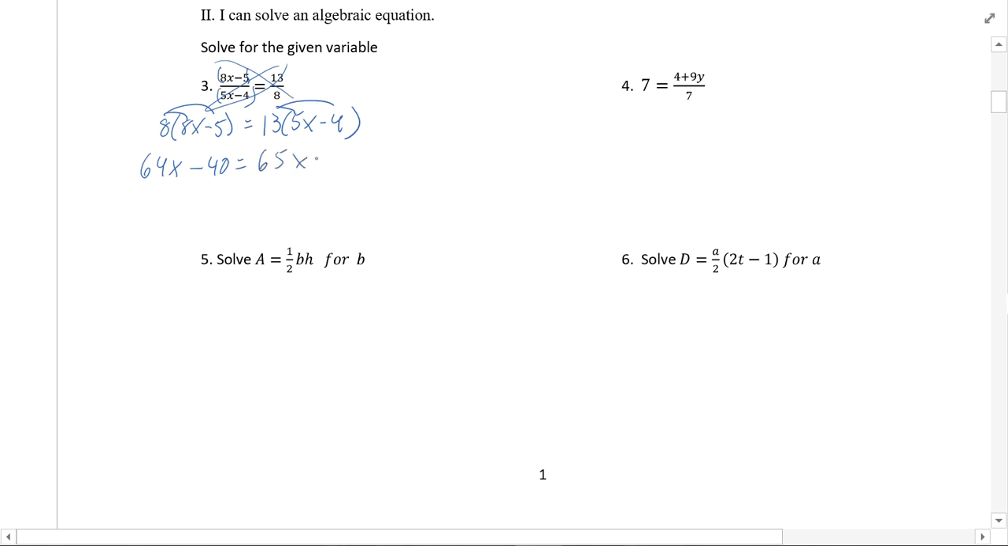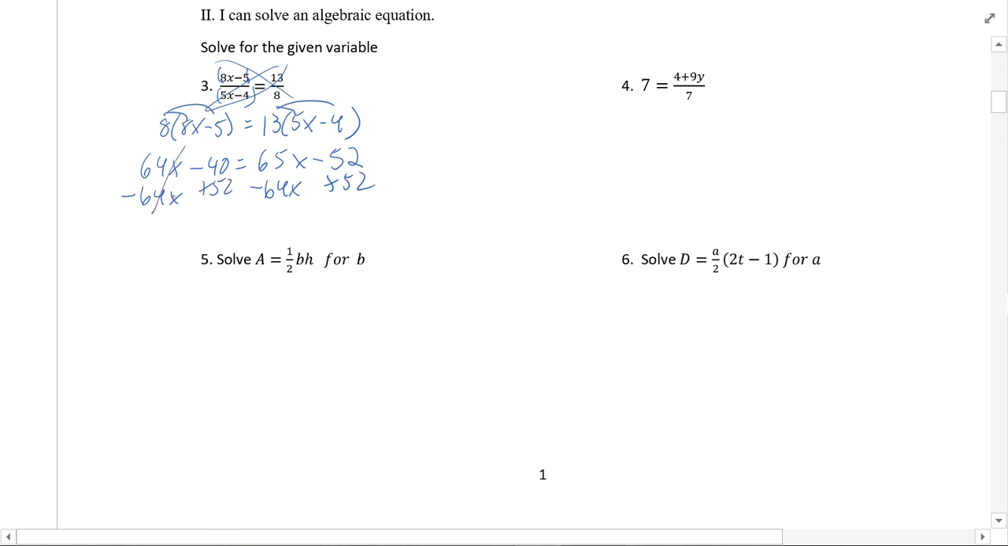And 13 times negative 4 is going to give me a negative 52. All right, so I need to combine my like terms. Since I have positive 65x here, I'm going to subtract 64x from the right-hand side, and I'm going to add the 52 to the left-hand side.